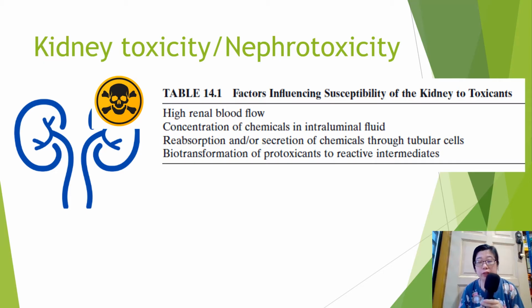There are different factors that determine that the kidney is an organ with high susceptibility to toxicant effects. Why? The first one is the high renal blood flow. As we know, the kidney is a small organ, so if you look at the calculation of the amount of blood that goes through, it's the volume per kg of the organ.